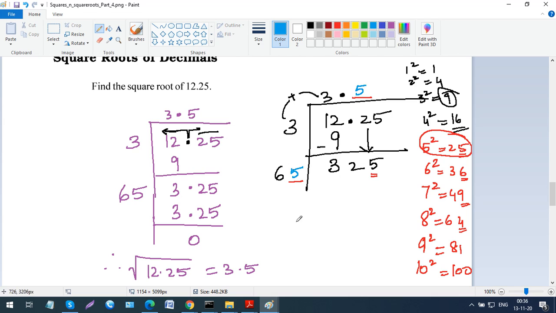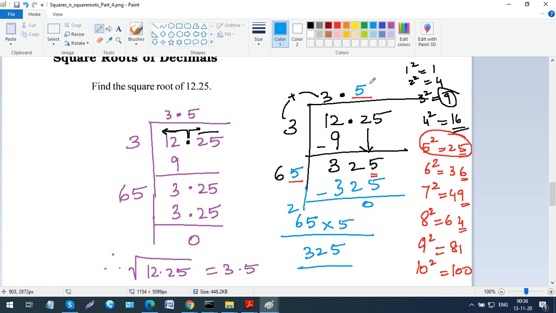Now you see, 65 into 5 gives you 5 5s are 25, 5 6s are 30, 30 plus 2 is 32, so 325. You subtract it and you get 0. So the answer on top, 3.5, is the square root of 12.25.